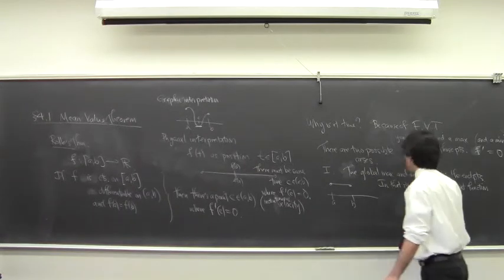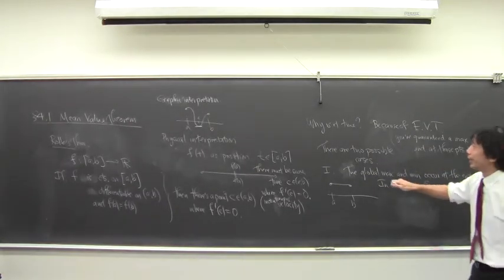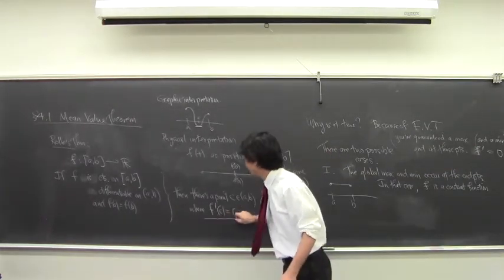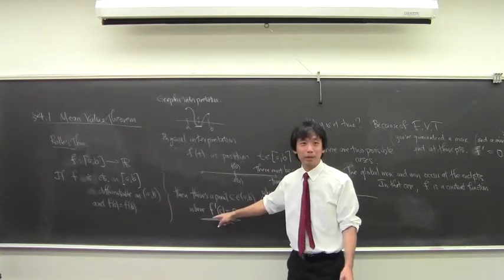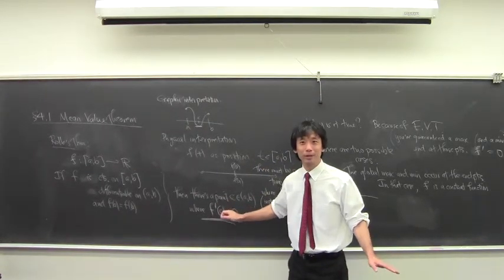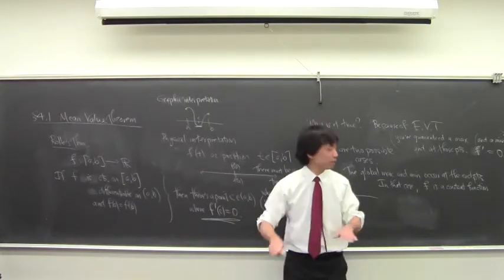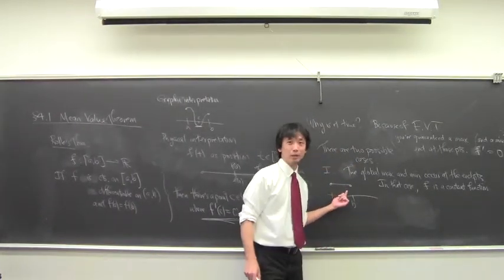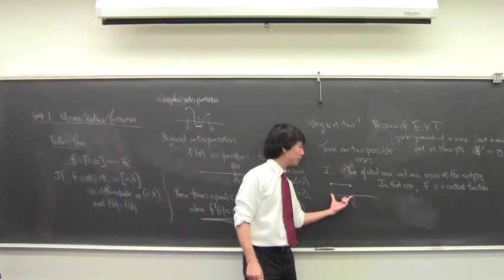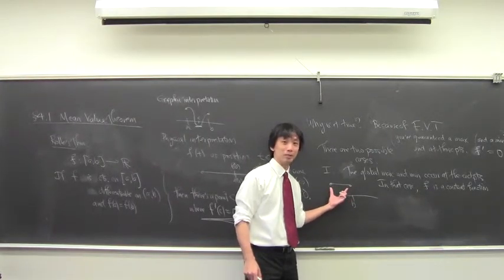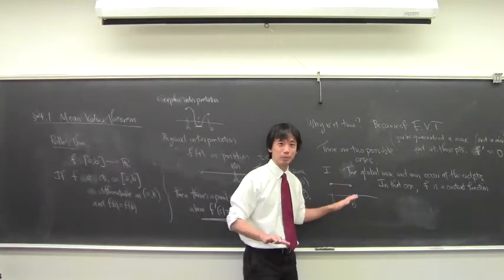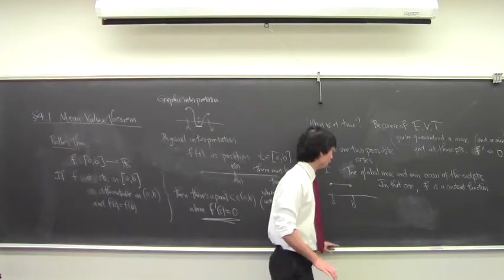So in that case, f is a constant function, and f prime is 0 everywhere, right? So we're good. Remember, we're looking for a place between A and B where the slope is 0. It's 0 everywhere. Okay, so we're more than good in this case.